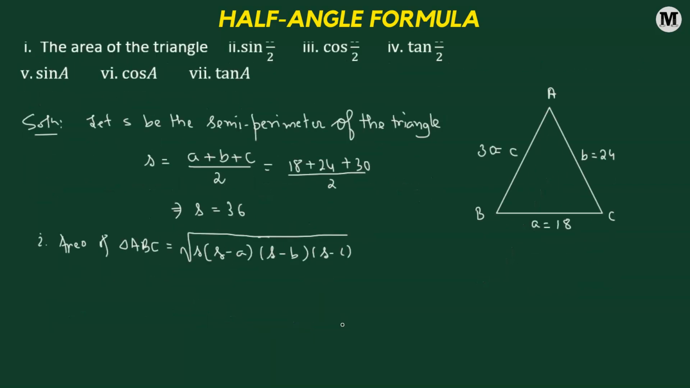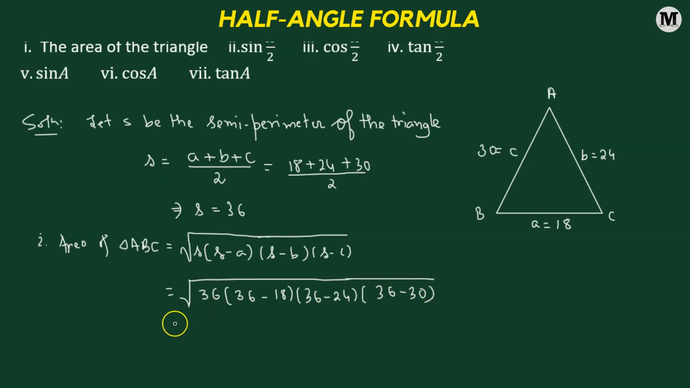So here we have s, which we already computed. That's 36. So 36 will get multiplied by 36 minus the a value, that's 18, multiplied by 36 minus b, so that's 24, multiplied by 36 minus the c value, so that's 30. So we'll use a calculator to compute this value, and this comes out to be 216 square units. So this is going to be the area of the given triangle.